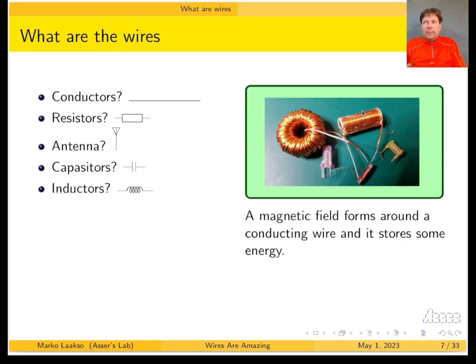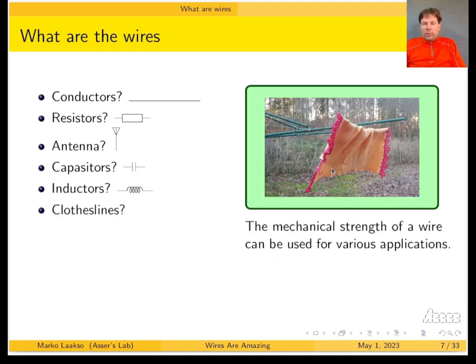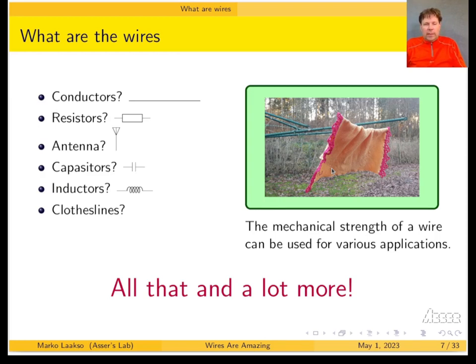Inductors, as you can see in here, are pretty much wires wrapped around something. A magnetic field forms around a conducting wire and it stores some energy there. Of course, all wires have physical, mechanical properties. The mechanical strength of a wire can be used for various applications. And of course, there are many other aspects of the wires. They take some volume and so forth.